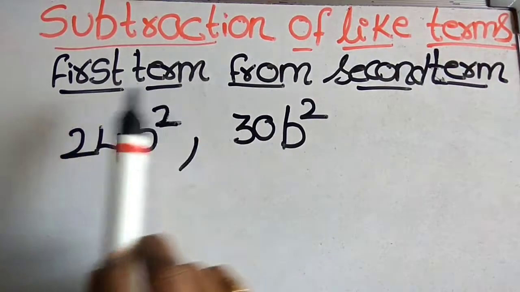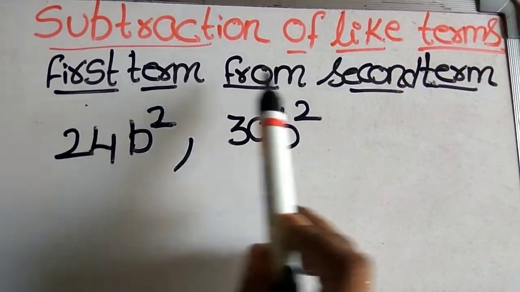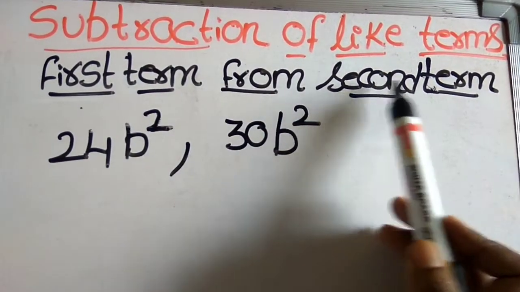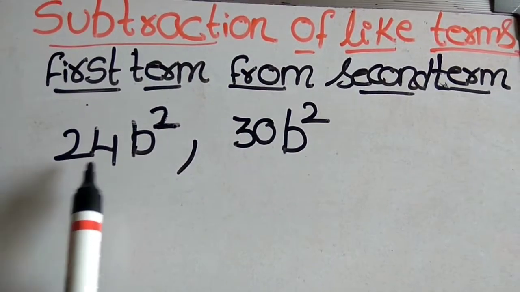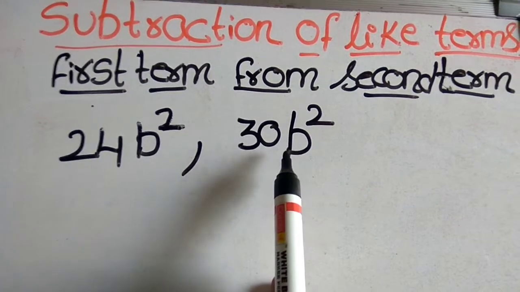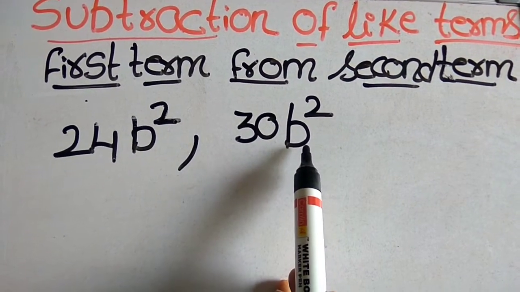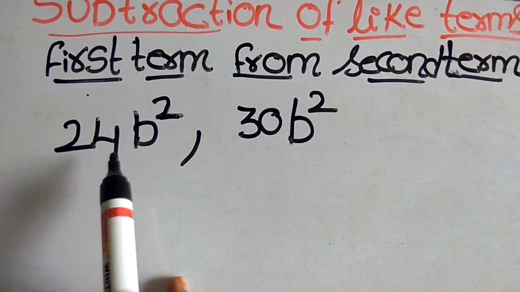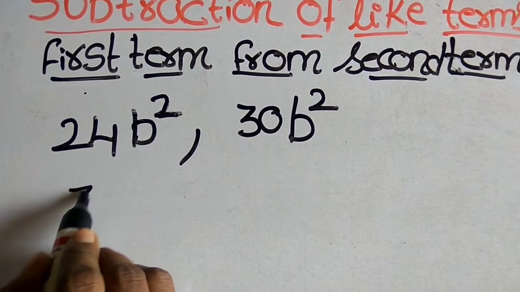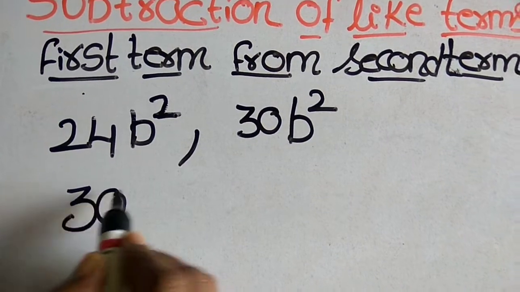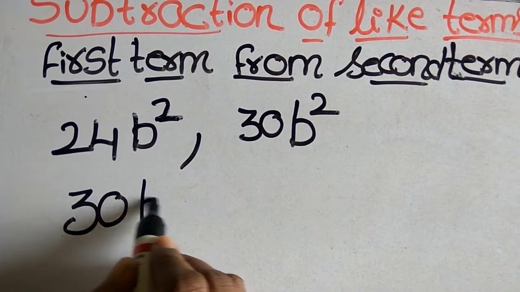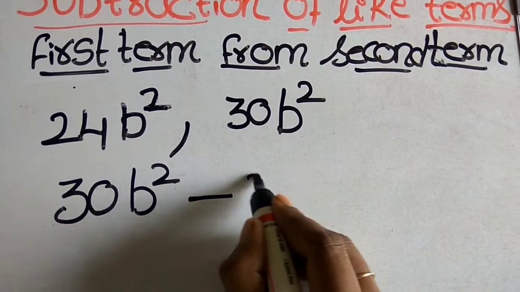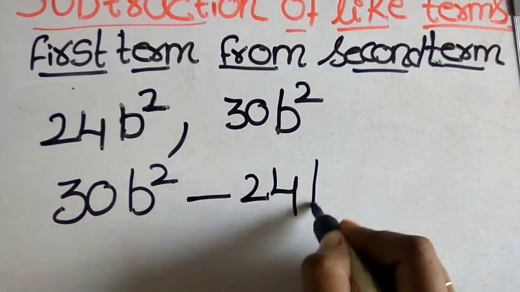Now here we are subtracting first term from the second term. So what is the second term and what is the first term? Yes, 24b square is our first term and 30b square is our second term. Now we have to subtract 24b square from 30b square. So first we write 30b square. And we are subtracting the first term, that is minus 24b square.